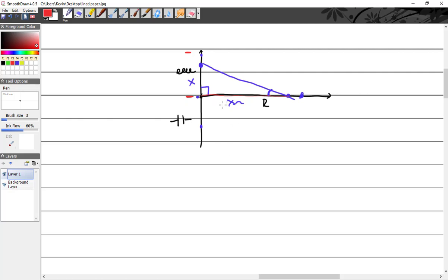So in a triangle like this, if I want to figure out this right here, which is the hypotenuse, there's a formula. What is that formula? You got it. A squared plus B squared equals C squared, where this is A, this is B, and this is C.